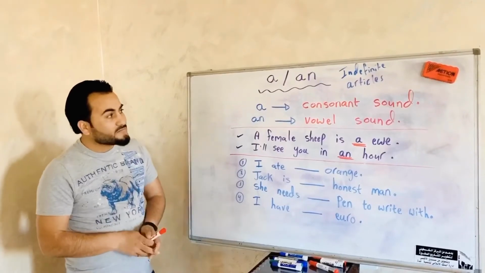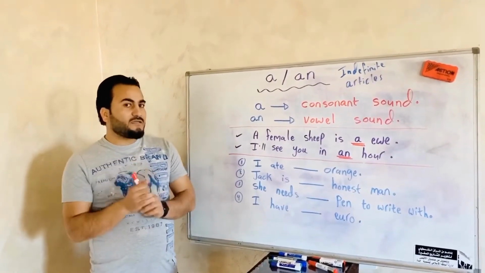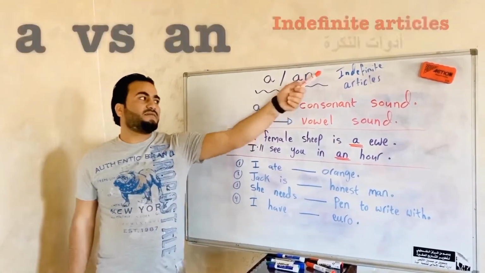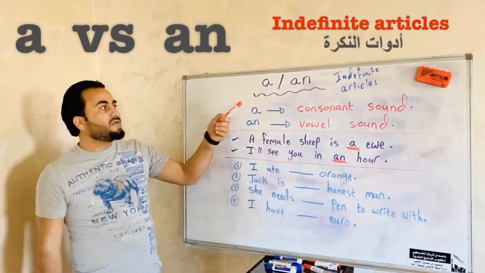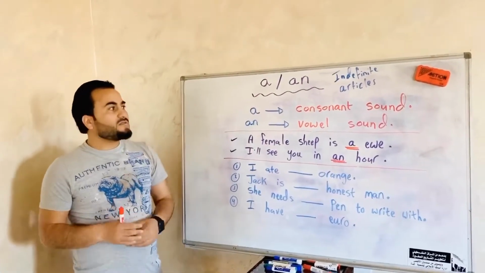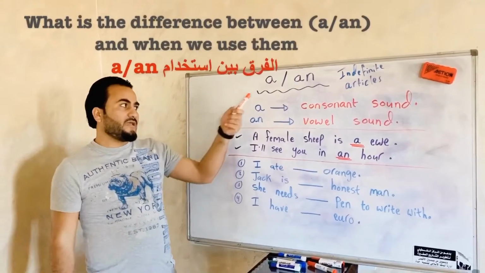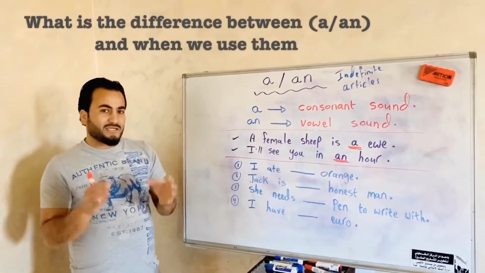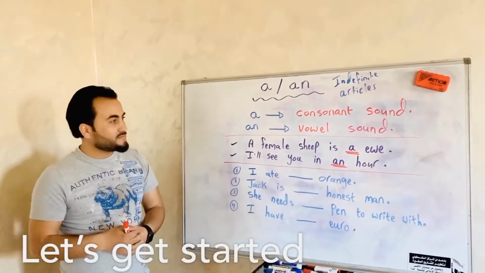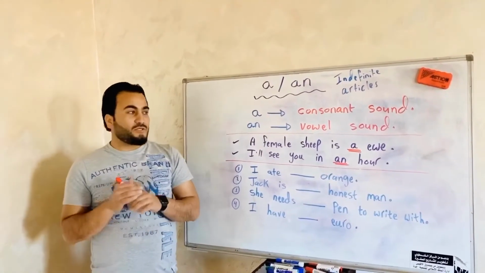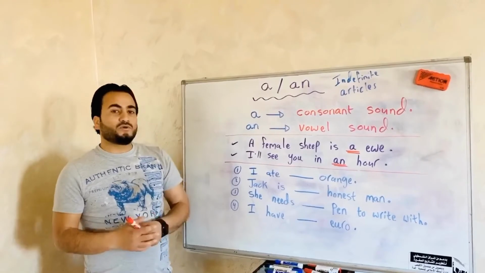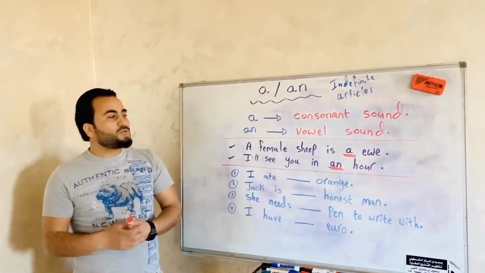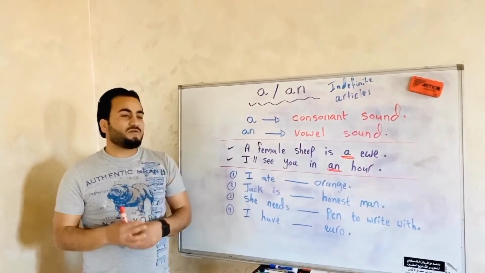Today I'm going to be talking about the indefinite articles a and an. So what is the difference between a and an and when do we use them in English? Let's get started. Many people use a before a consonant and an before a vowel.